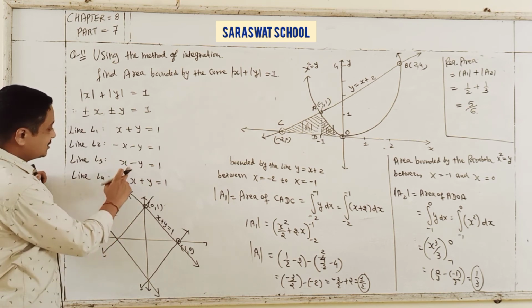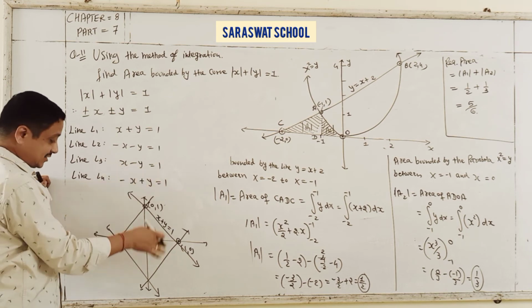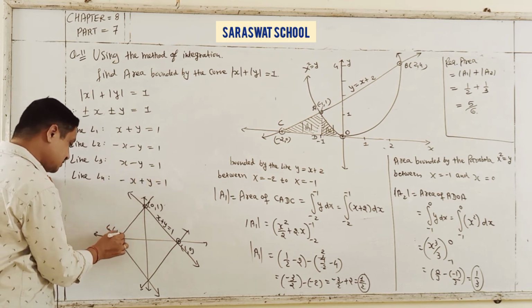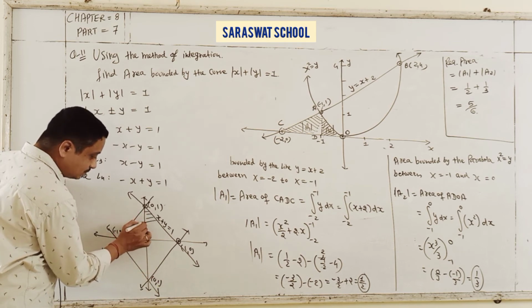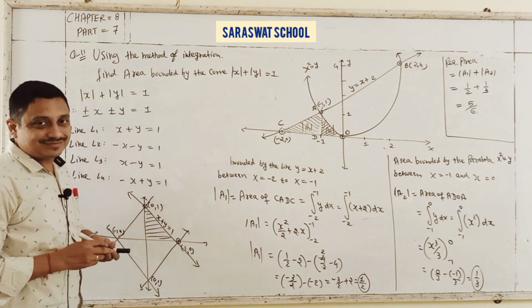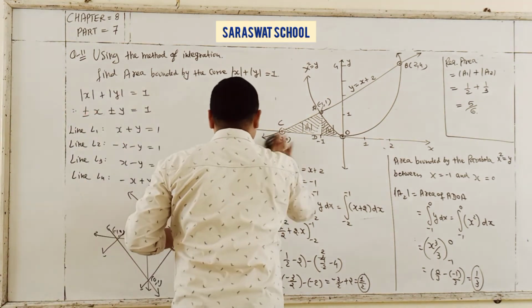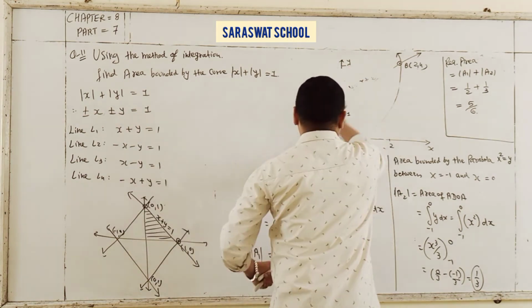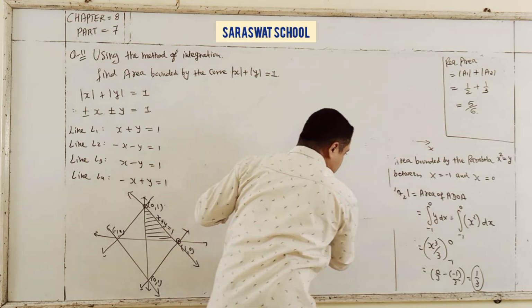If you take x equal to 0, y is minus 1. Those are the four points: minus 1, 0; 0, 1. I just calculate this one using integration and multiply by 4. So using integration, for the area bounded by the whole square, I calculate just the first quadrant and take 4 times.